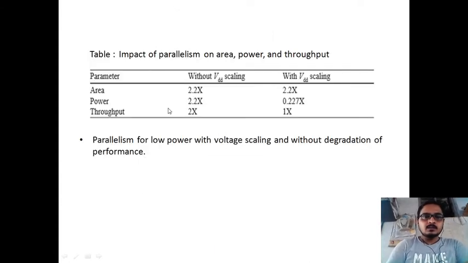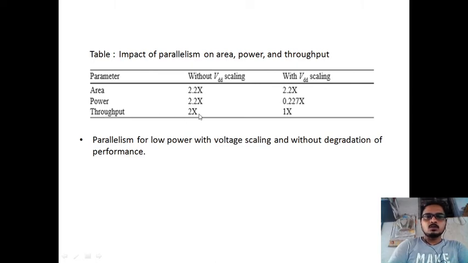Then see here, in this table we will clearly see what happens without scaling and with scaling. The parameters will change. See here, the area is 2.2x, and with scaling it is constant, 2.2x only. Power, see here, is 2.2x, and with scaling it is reduced to 0.227x.